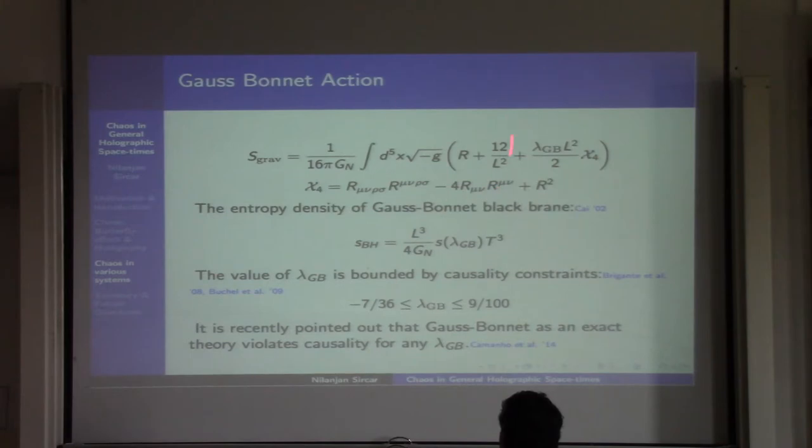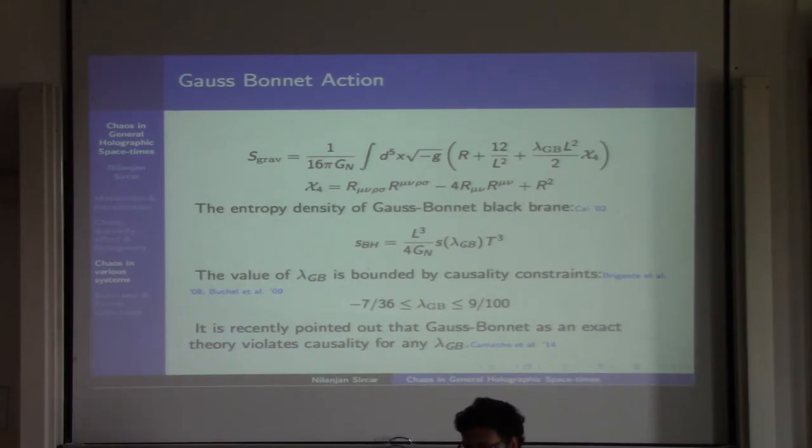So we consider this Gauss-Bonnet gravity, which is the usual Einstein term plus the cosmological constant plus this Gauss-Bonnet term, which comes in a very specific combination, such that the equations are second order. And for the Gauss-Bonnet black hole, the entropy and everything was calculated. From causality constraints, it is known that this Gauss-Bonnet coupling cannot be large. It has to be restricted to a small window. But it can take both negative and positive values. Negative and positive mean whether c will be greater than a or a is greater than c. Both are allowed, but it is restricted to a very small window.